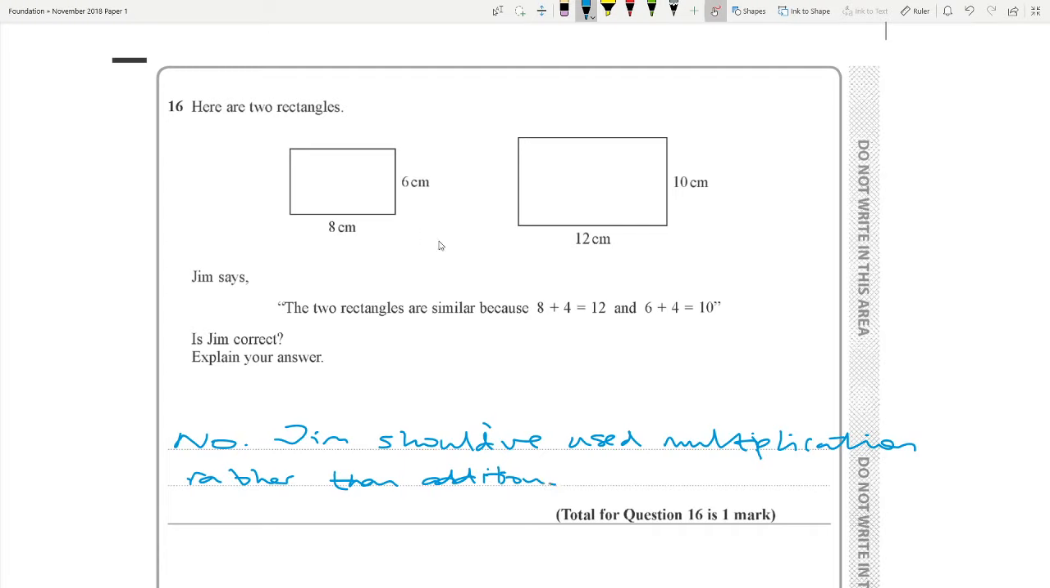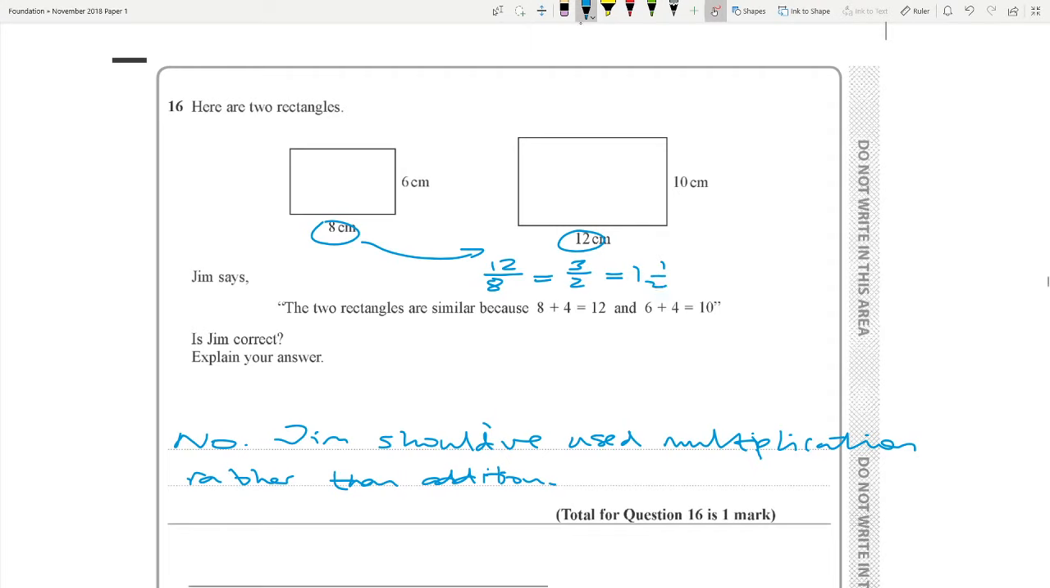But if you wanted to go in and prove why that's wrong, well, if you look at 8 and look at 12, what you have to times 8 by to get to 12? Well, you can do the opposite, can't you? You can do 12 divided by 8, and that is a fraction, 12 eighths. We can divide both by 4. That gives you 3 over 2, isn't it? If I divide 12 by 4, I get 3. 8 divided by 4 is 2, which is basically 1.5. So the scale factor from 8 to 12 is 1.5.